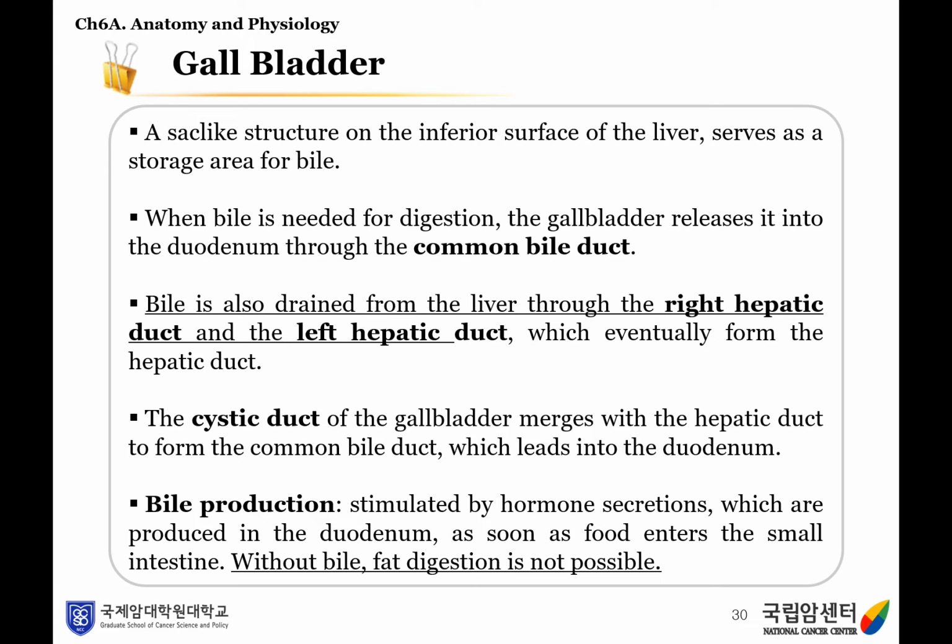As for the gallbladder, this is a sac-like structure on the inferior surface of the liver. This serves as a storage area for bile. When bile is needed for digestion, the gallbladder releases it into the duodenum through the common bile duct. Bile is also drained from the liver through the right hepatic duct and the left hepatic duct, which eventually form the hepatic duct. And also there is a cystic duct. The cystic duct of the gallbladder merges with the hepatic duct to form the common bile duct, which leads into the duodenum.